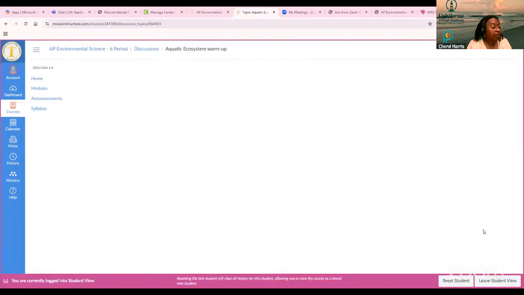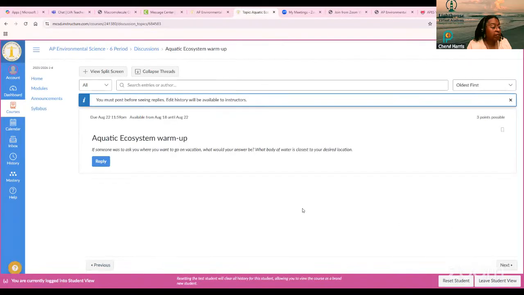Like I said, take no more than 5 minutes. You have to do two things. Think of some place you'd want to go on vacation if somebody asked you, but it needs to be near a body of water. Bodies of water don't have to be the ocean; it can be a lake, river, stream, that sort of thing. So you have to say the location and name the closest body of water to where you want to go. Take the next 5 minutes to do that.